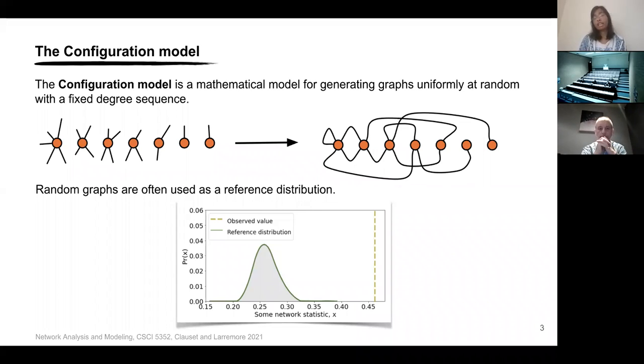If we do observe the same clustering coefficient, then we can say that the degree sequence alone is enough to explain the observed network statistic. On the other hand, if the observed network statistic is very different from the statistic in the reference graphs in the reference distribution that have the same degree sequence as the observed network, then we say that the high or low statistic cannot be explained by the degrees alone. And there must be something more interesting than just the degrees that's causing the observed network statistic.